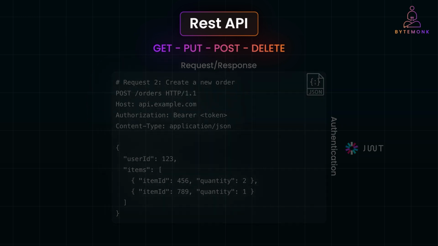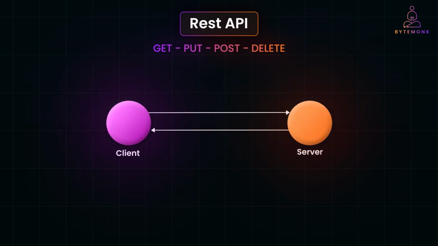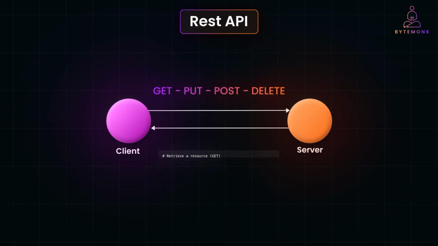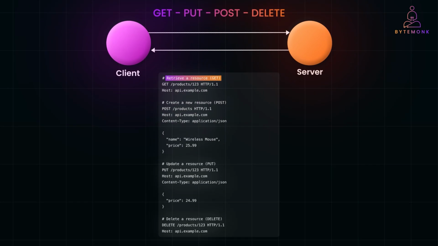Alright, so a REST API is a type of web API that adheres to the principles of the client-server model and focuses on delivering resources using standard HTTP methods like GET, POST, PUT, DELETE, etc. GET retrieves data from the server. POST submits new data to be stored on the server. PUT updates existing data, and DELETE removes data from the server.